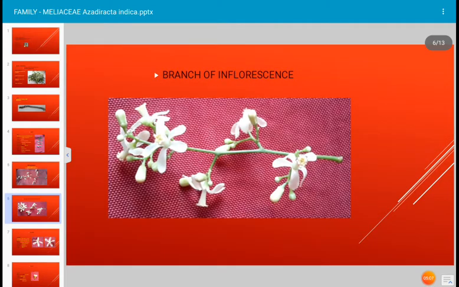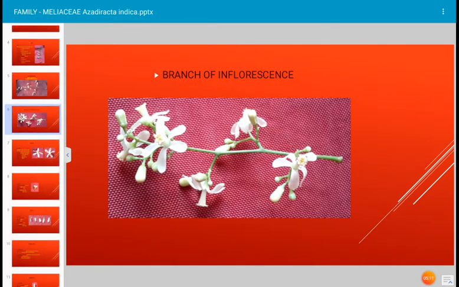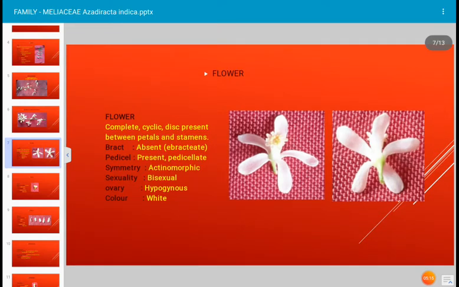This is the enlarged branch of inflorescence of Azadirachta indica, family Meliaceae. This is the flower of Azadirachta indica. The flower is complete because all the floral units, sepals, petals, stamens as well as gynoecium, are present in the flower. That is a complete flower. It is a pentamerous flower. 5 petals are there. Penta means 5 petals are there.